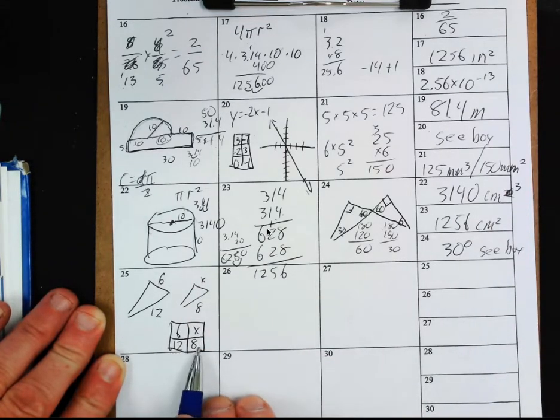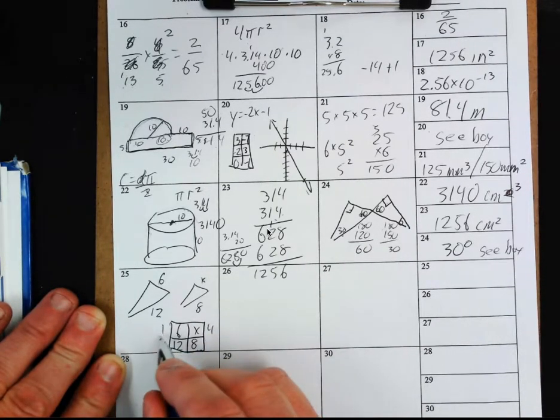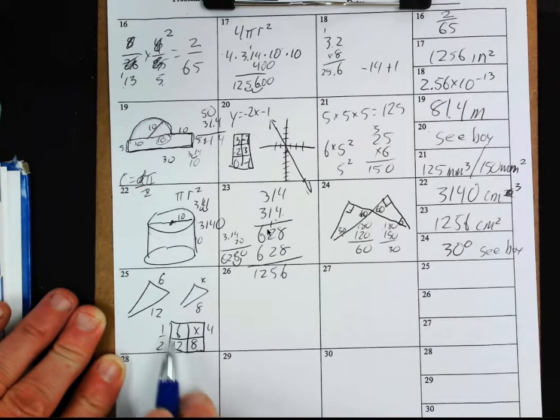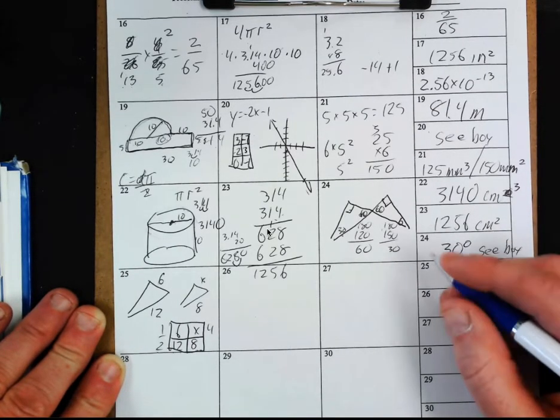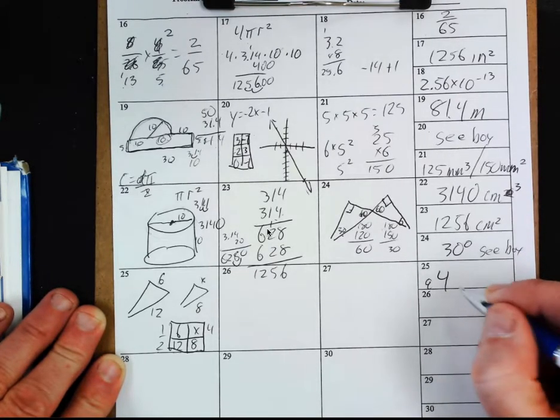I'm going to do with cross multiplication. 6 times 8 is 48, divided by 12 is 4. Some of you might have reduced this to 1/2. 2 times 4 gave me 8. 1 times 4 gives me 4. So for A, I got there by, my answer is 4.